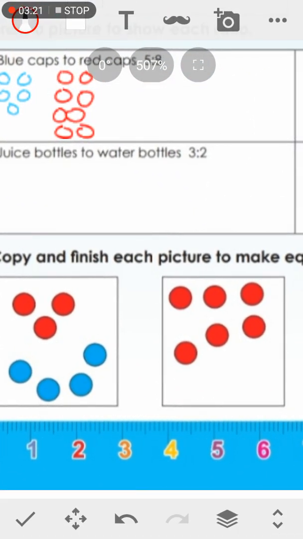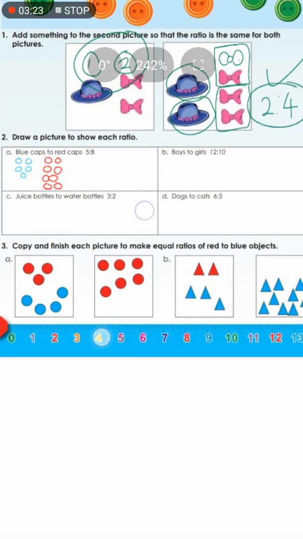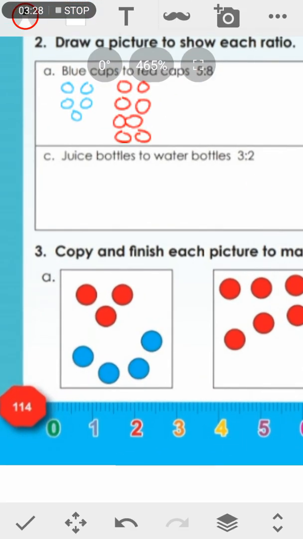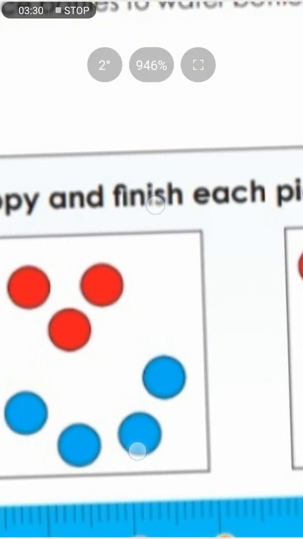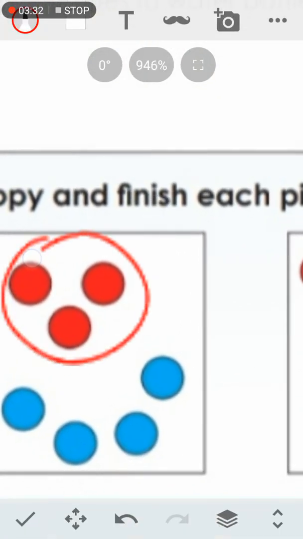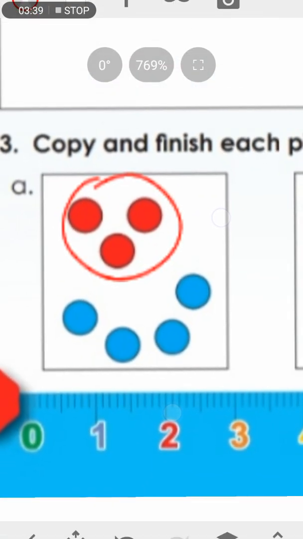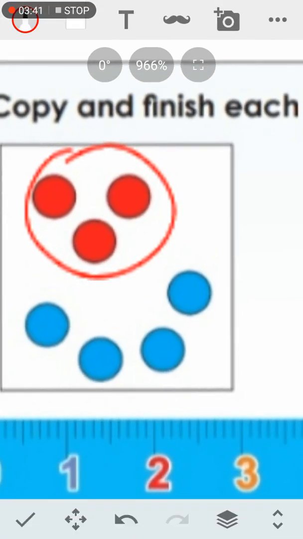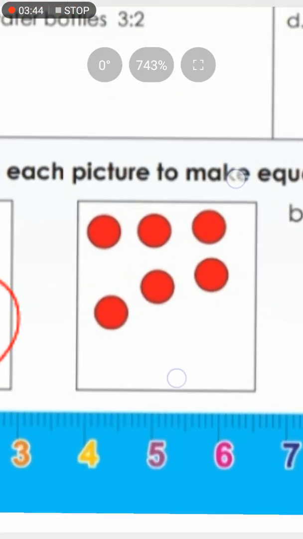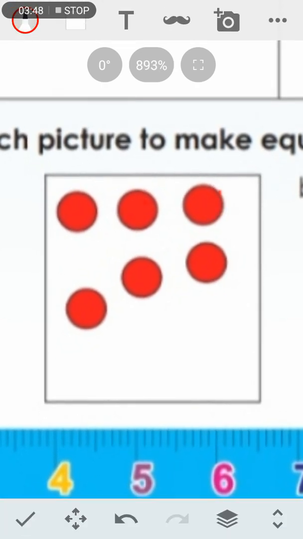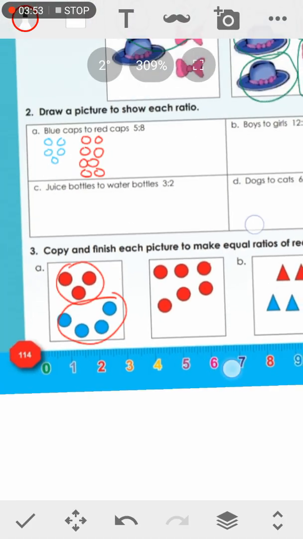Okay, here, copy and finish each picture to make equal ratios of red to blue objects. So here, for every 3 red circles, there's 1, 2, 3, 4. There is 4 blue ones. So here, 1, 2, 3, we're going to draw 4 blue circles. 1, 2, 3, another 4 blue circles.